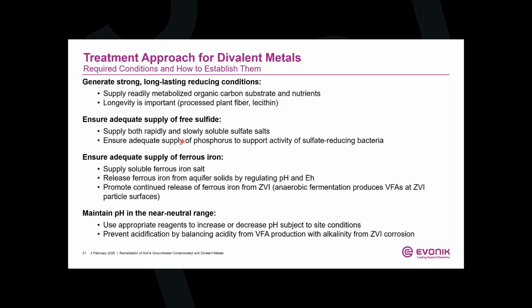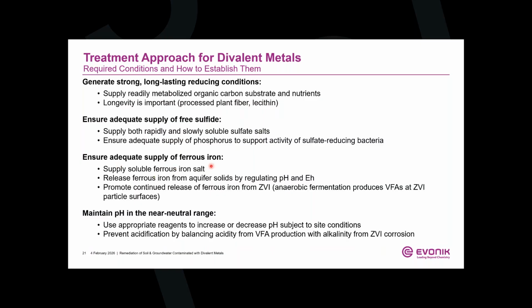We also need to ensure an adequate supply of phosphorus because sulfate-reducing bacteria are dependent on adequate phosphorus for that first step in the sulfate reduction process. So one of the nice things about the processed plant fiber is that it's rich in organophosphorus compounds, and the same thing with lecithin. Lecithin is mainly composed of phospholipids. As the name implies, they contain lots of phosphorus. So we address that essential need for phosphorus by sulfate-reducing bacteria with the carbon substrate in our reagents, so we don't have to add inorganic phosphorus.